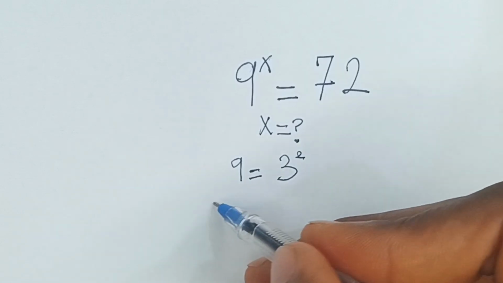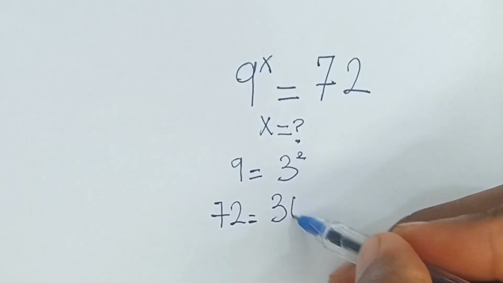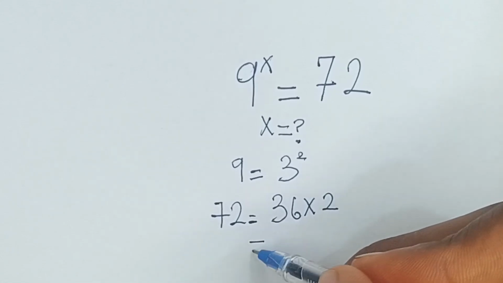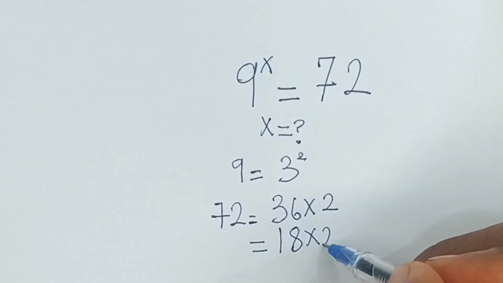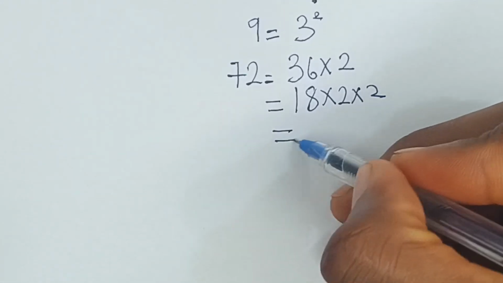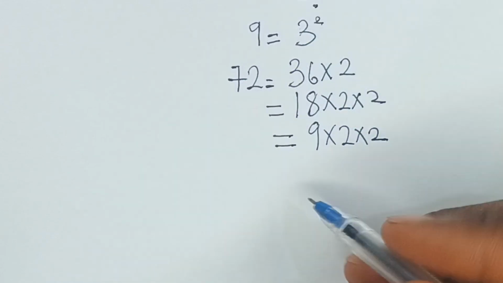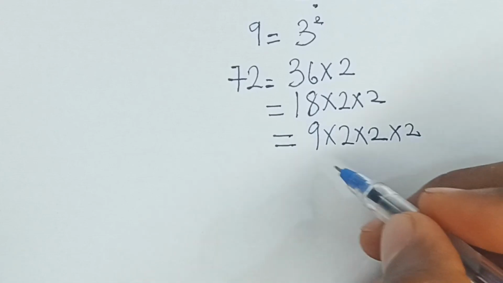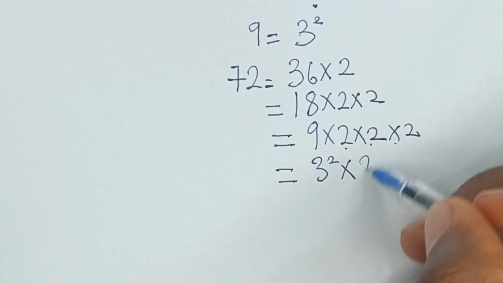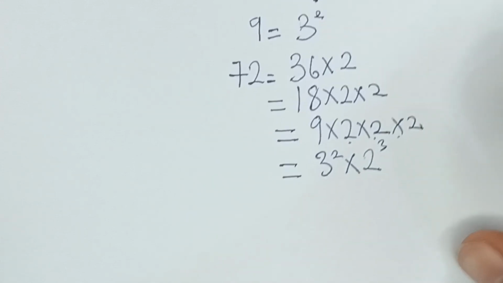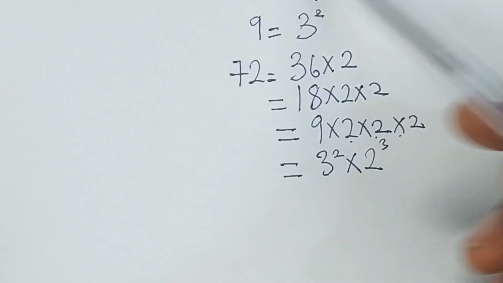2. And 72 on the other hand is equal to 36 times 2, which is equal to 36 is 18 times 2 times 2. This is equal to 9 times 2 times 2, and 9 we already have as 3 squared. Times 2 again, and this is now equal to 3 squared times, now 2 times 2 times 2 is 2 raised to the power of 3. All right, now we're going to substitute these values for 9 and 72 respectively in this equation.